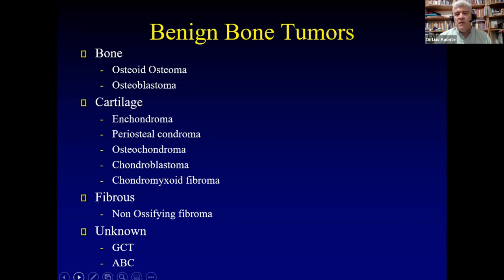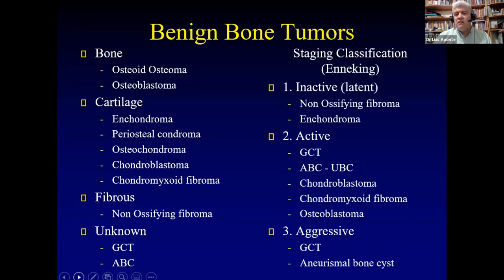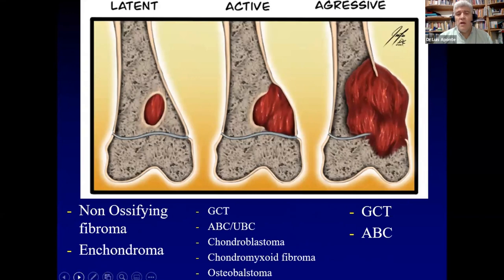How do we classify the benign bone tumors? Mainly we use the Enneking classification: inactive latent lesions, such as the non-ossifying fibroma or the enchondroma except in the hand. The active ones are giant cell tumor, ABC, chondroblastoma, chondromyxoid fibroma, osteoblastoma, where we have to perform surgery. And the aggressive ones, where for sure we have risk of local recurrence, like the giant cell tumor and aneurysmal bone cyst. This is just a picture to show that in a latent tumor, we don't perform anything. In the active, we try to perform an intralesional procedure, and in the very aggressive, we try to perform resection.